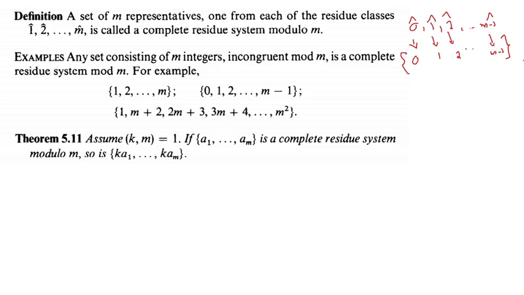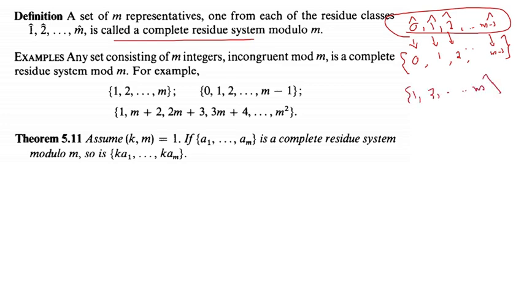We represent this as a set. Then the collection of all these representatives, one from each residue class, is called a complete residue system, or 0, 1, 2, etc., M minus 1, or 1, 2, 3, etc., M. In the same way, we can say that A, 2A, 3A, etc., MA is also a complete residue system. Any set consisting of M integers incongruent modulo M is a complete residue system.